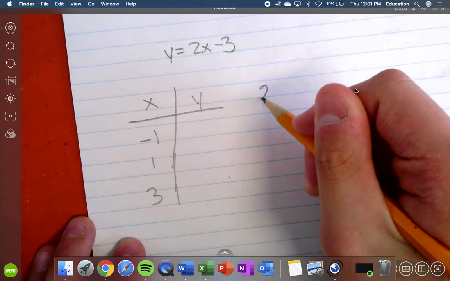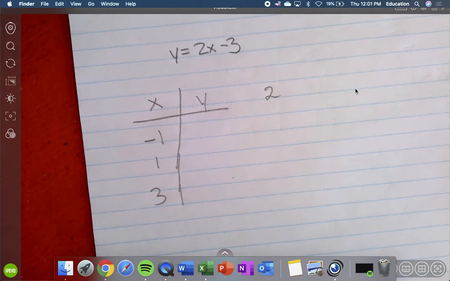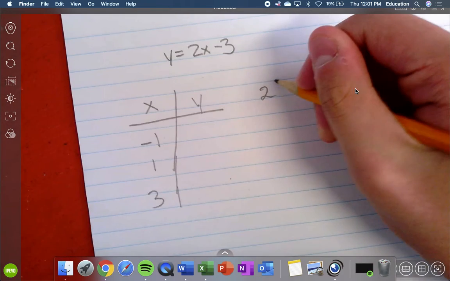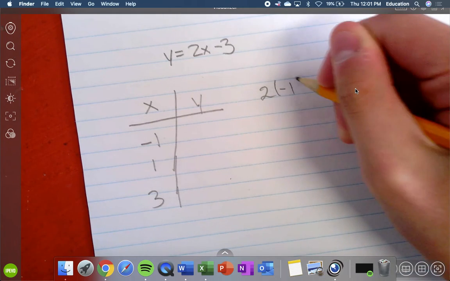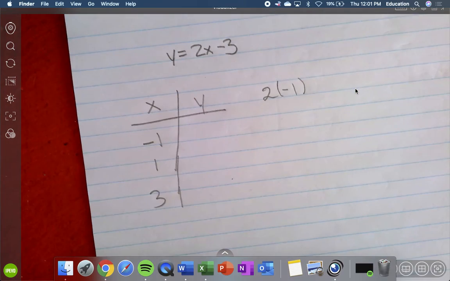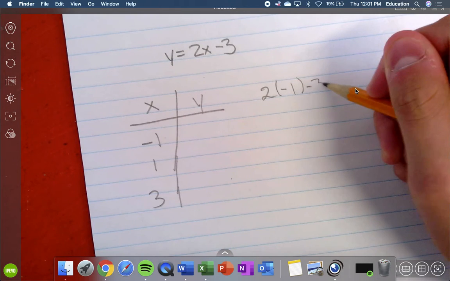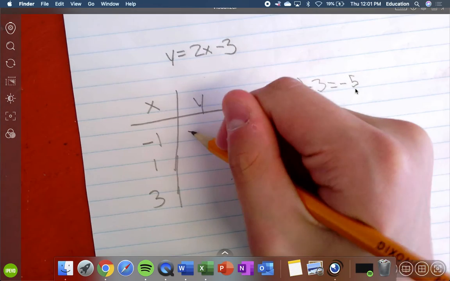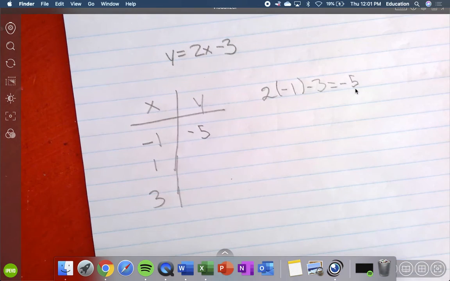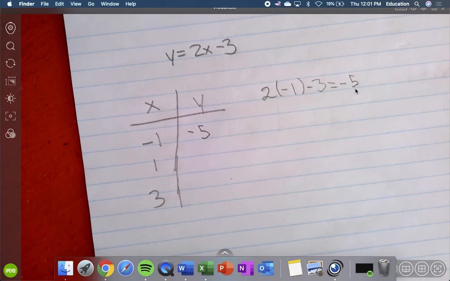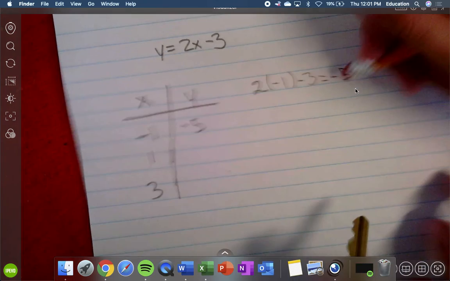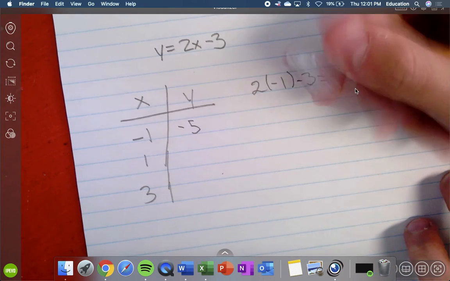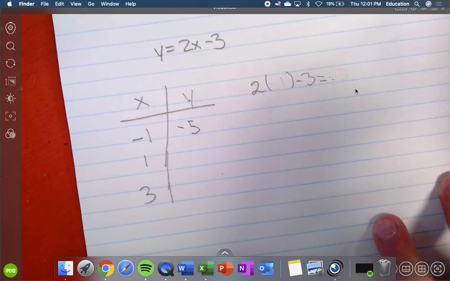Are we listening to Connor or is he wasting his time? 2 times -1 minus 3 equals -5. So you place that in your table. Who got -5? My writing's really bad. Don't worry about it. One second, Connor. This is right. Move your hand.